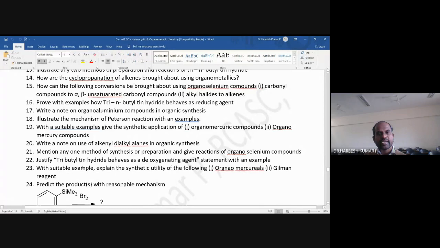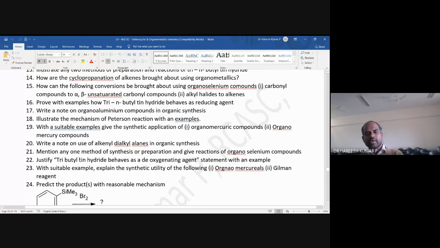Then mention any one method of synthesis or preparation and give reactions of organoselenium compounds. So that means you need to mention how the organoselenium is synthesized and how these organoseleniums are useful in the preparation of alpha beta unsaturated carbonyl compounds and alkene preparation. Right. So this I have discussed.